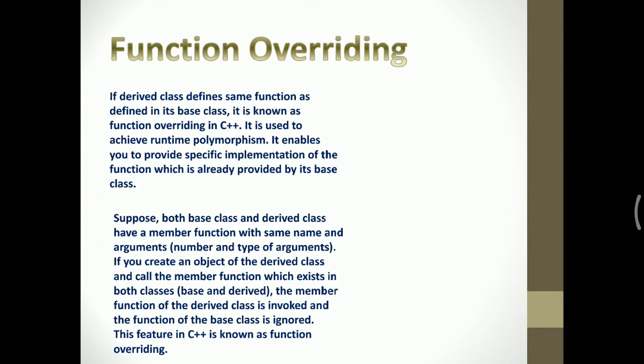What is function overriding? If a derived class defines the same function as defined in its base class, it is known as function overriding in C++. It is used to achieve runtime polymorphism. It enables you to provide a specific implementation of the function which is already provided by its base class. Suppose both the base class and derived class have a member function with the same name and arguments. If you create an object of the derived class and call the member function which exists in both classes, the member function of the derived class is invoked and the function of the base class is ignored. This feature in C++ is known as function overriding.